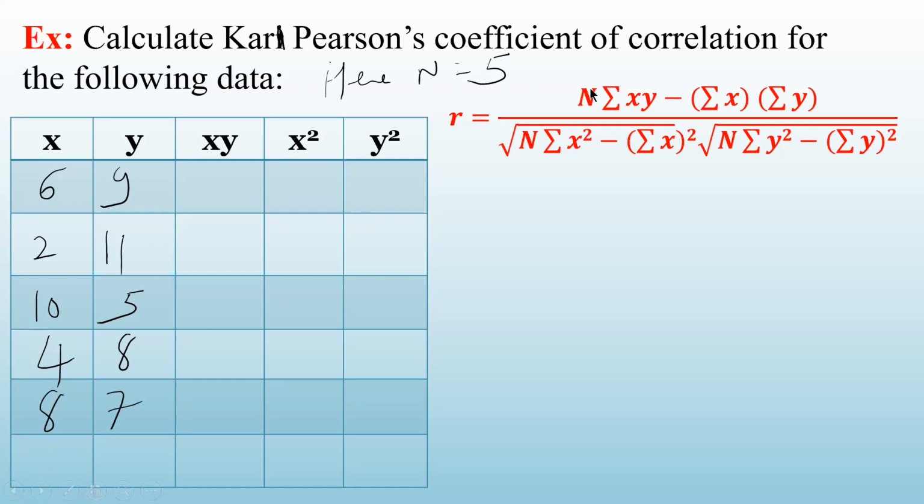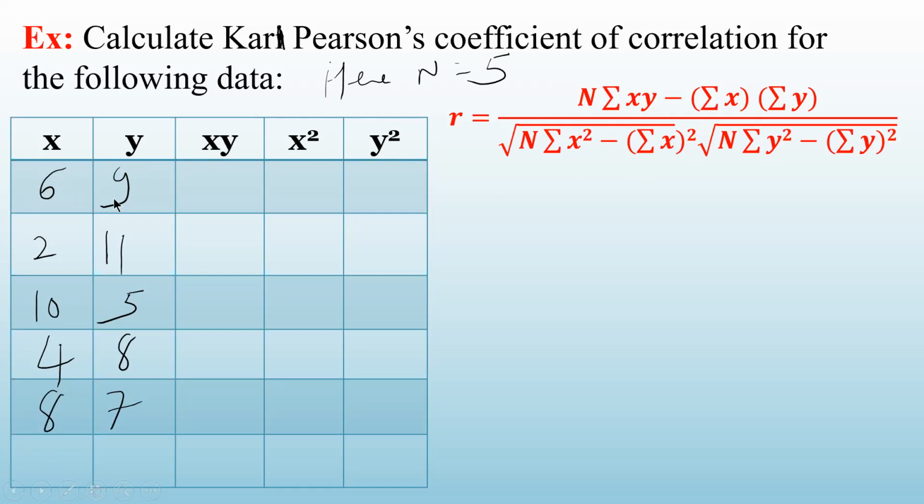Now we need summation of x into y. We need summation of x, summation of y, summation of x square, and summation of y square. So we need to make 3 more columns: x into y, x square, and y square. So let us quickly do that.